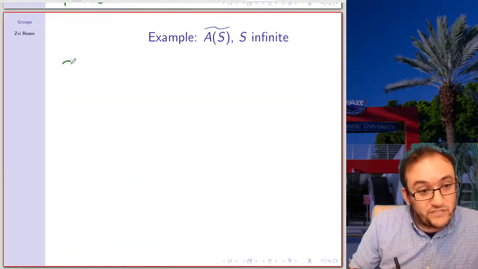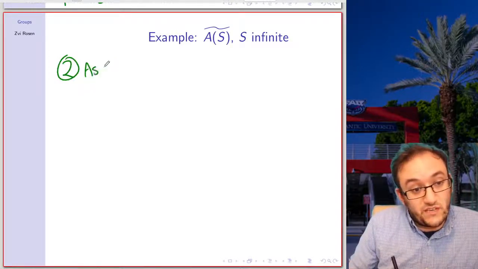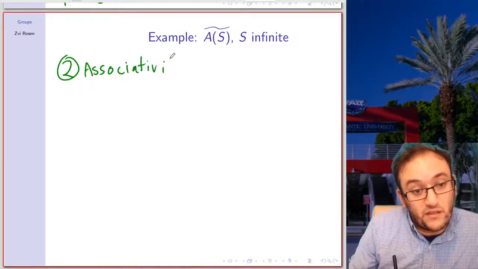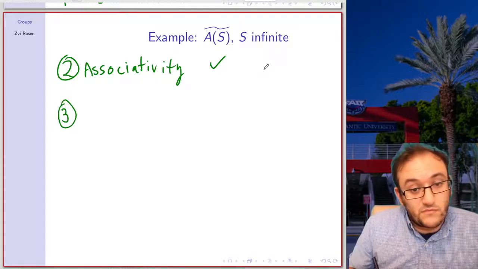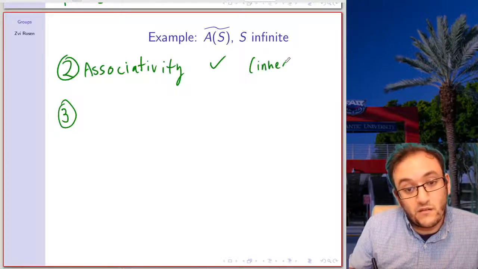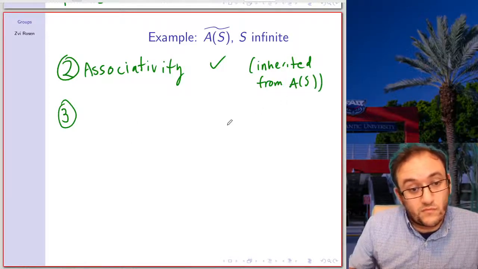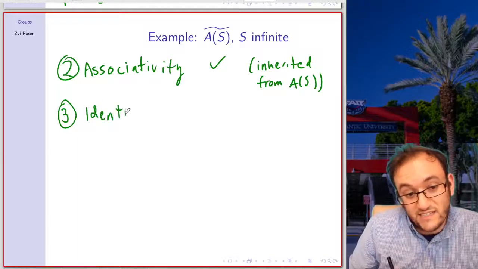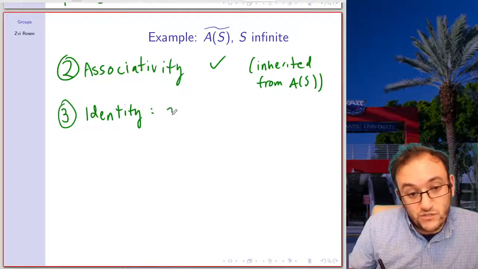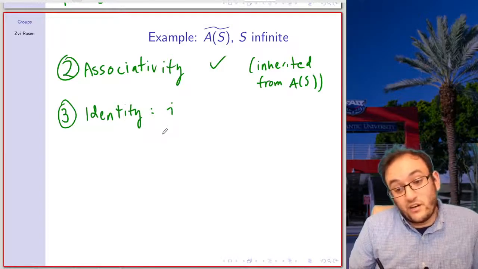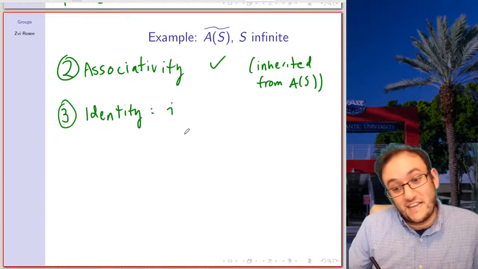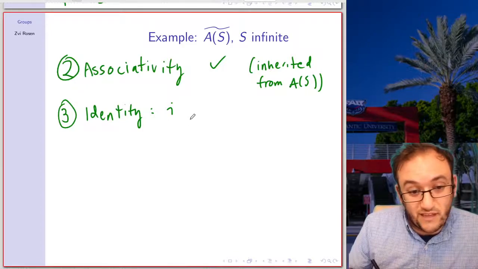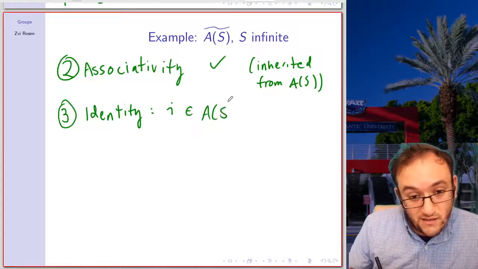Okay, and what else do we have to check? We have to check associativity. This is something we inherit from general A of S. Okay, inherited. We need an identity. That's just the identity map, which is the identity map on all indices. So certainly the set on which it does not act as the identity is finite. Okay, so this is in A of S tilde.